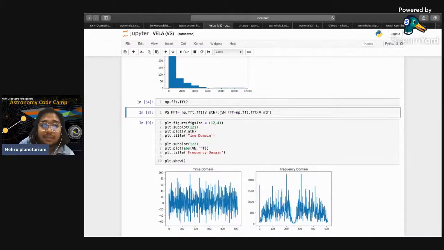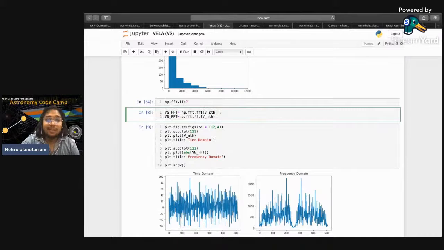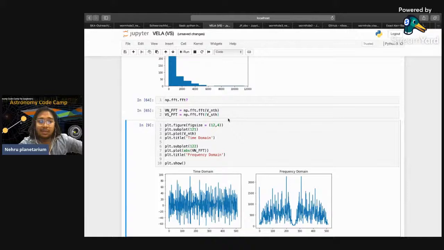So here you see np.fft. So here what we did is first we did the Fourier transform of the north pole, which is v_nth, and then we did the Fourier transform of the south pole, which is vs_fft, and these are the voltages using this function of fft. We simply run this command, and now we plot them.